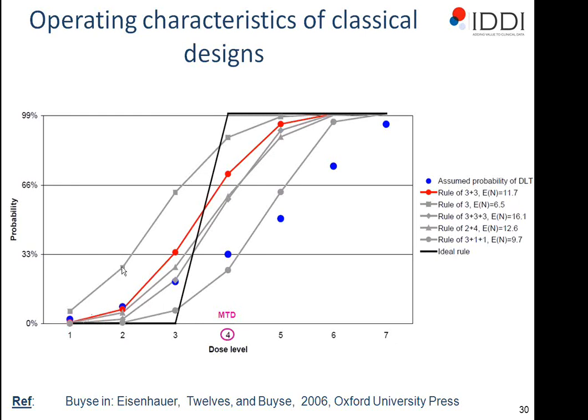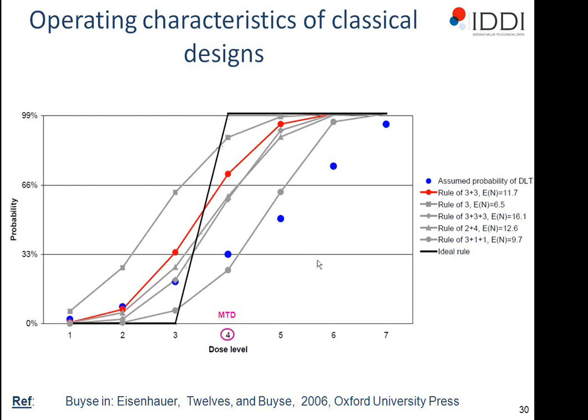Now, these curves show the cumulative probability of assigning a particular dose or smaller doses in the trial. So the ideal rule, which is indicated by this black solid line, would put no patients at doses 1, 2, 3, and it would put all the patients at dose 4. And it means that it would put 100% of patients, of course, at dose 4, and the cumulative probability for doses 5, 6, and 7 will be also 100%. So this is the ideal rule.